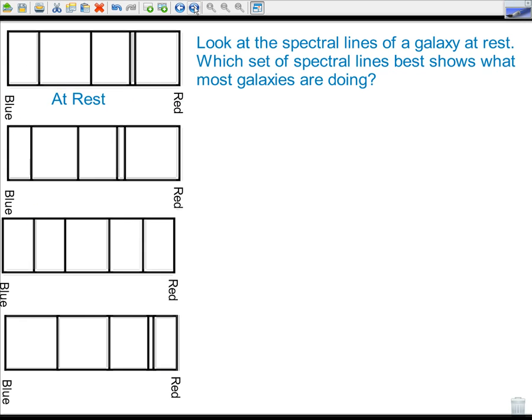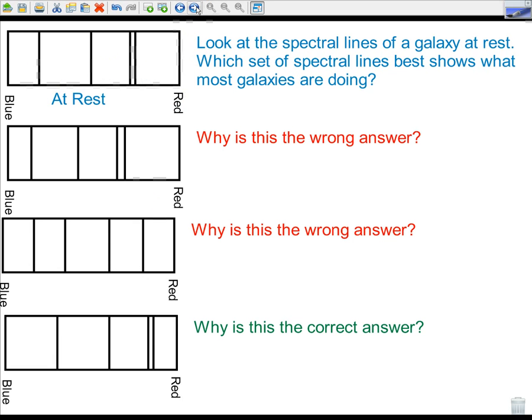So, a little question that comes up. Look at the spectral lines of the galaxy at rest. Which set of spectral lines best shows what most galaxies are doing? So this would be if the galaxy was sitting still. And which one of these would give us the right answer? Well, if we look, the first one would be wrong, the second one would be wrong, and the last one would be correct. But the question becomes why?